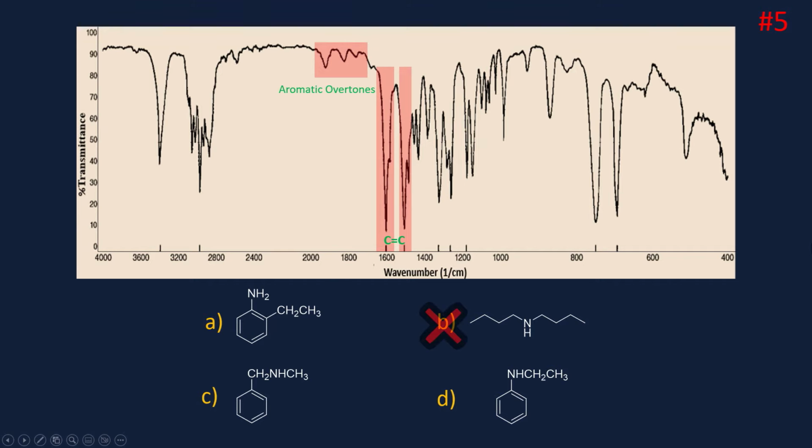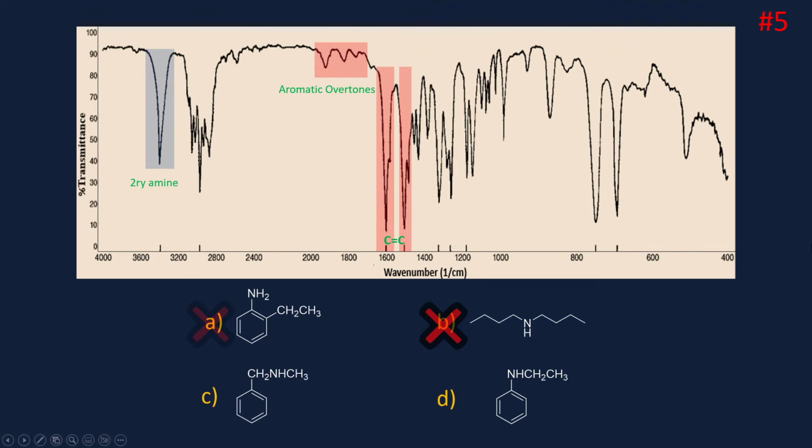Now is it a primary amine or secondary amine? We only have one NH stretch band, so definitely we have a secondary amine. So choice A is also out. Now which one is the answer? C or D? Where both are secondary amines and have a benzene ring.